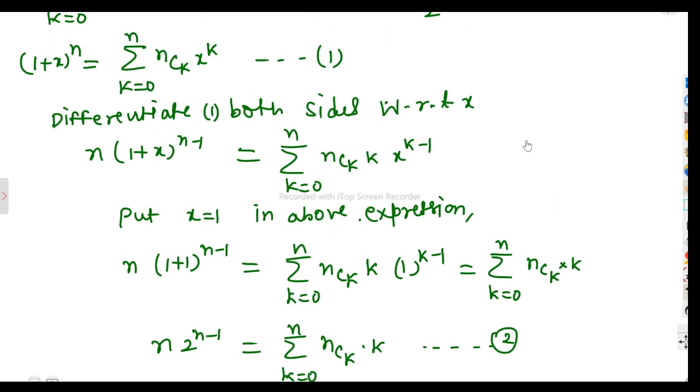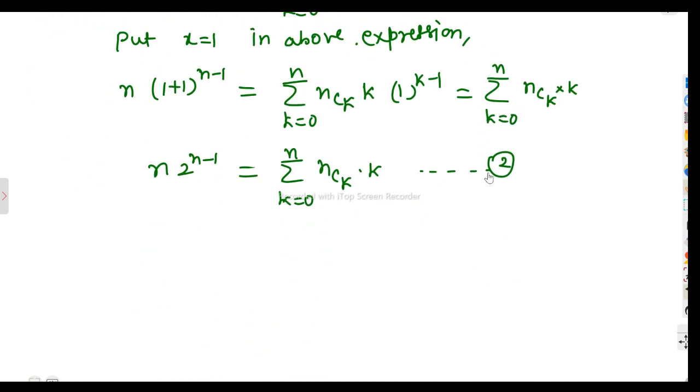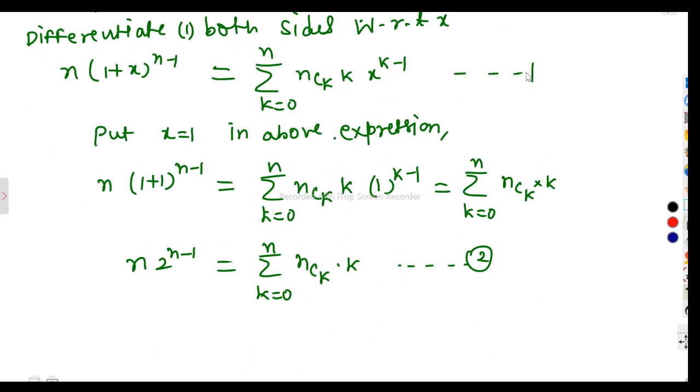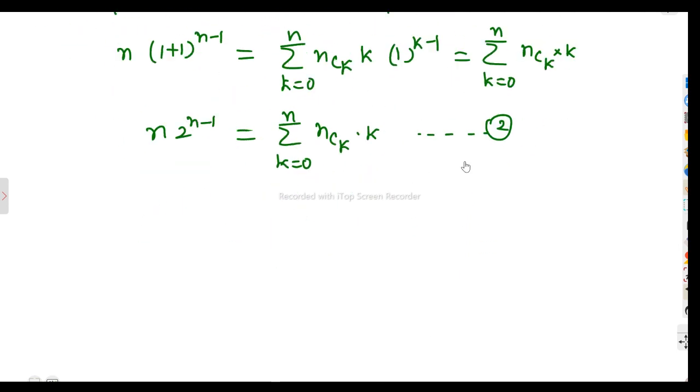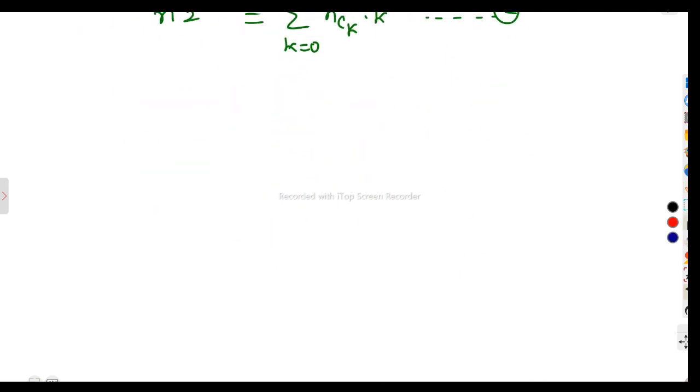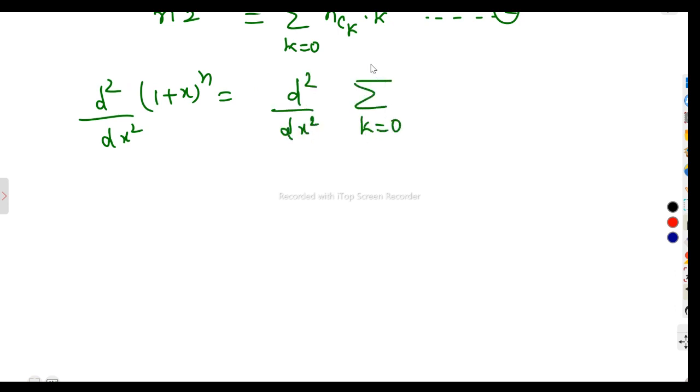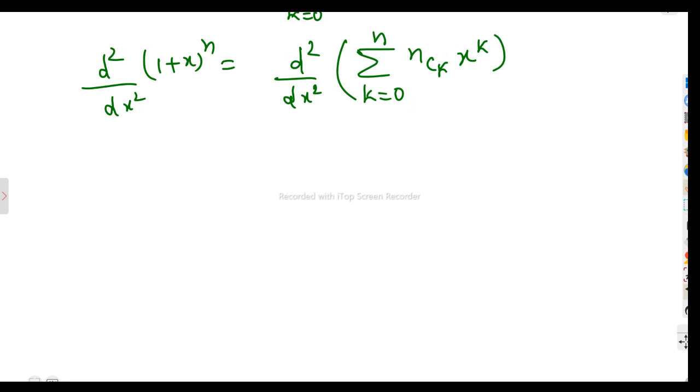Now if we differentiate equation number 1 again, we get d square over dx square of 1 plus x raised to power n, equal to d square over dx square of the summation k equals 0 to n of nCk x raised to power k. The derivative can be taken inside the summation since this is finite and continuous.